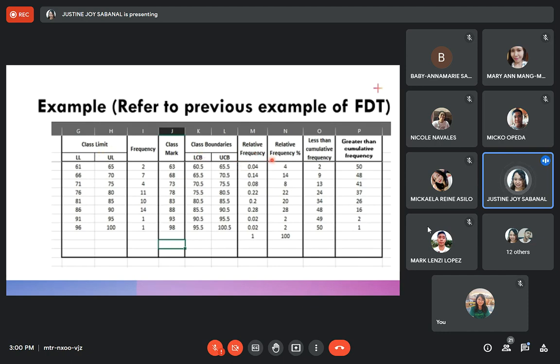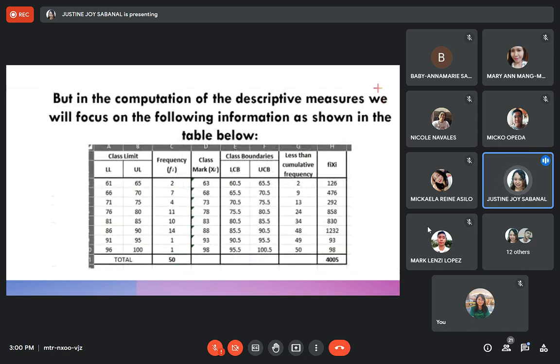So, pag ganyan po, kung kailangan talagang i-complete yung FDT, ito yung gagawin niyo. Pero kung ang instruction lang naman sa inyo ay mag-solve ng mean, median, and mode, ito lang po yung kailangan natin. So, yung class limit lang, kumbaga pwede nyo pang i-omit to eh.